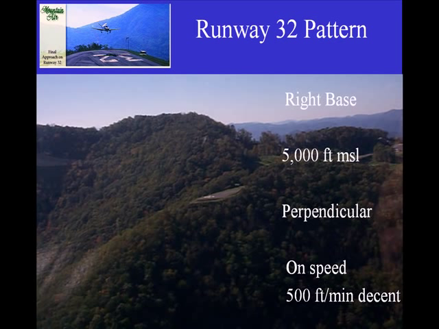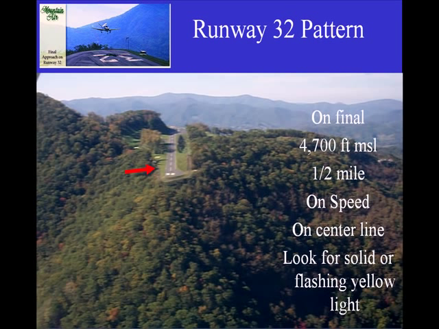This is right base. Try to be, when you're completely perpendicular, 5,000 feet mean sea level on speed, and about 500 to 1,000 feet a minute rate of descent. Then when you turn onto final, this is about at the 45. You should be looking at between 4,700 feet MSL, about a half a mile out, on speed, on center line, and look for a solid white light in the VASI that you will see to your left. Solid is minimum. If you go too low, you get a flashing red. You really would like to have a flashing white light on center line.